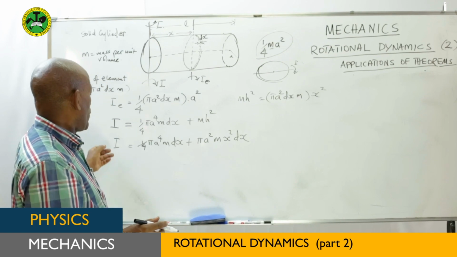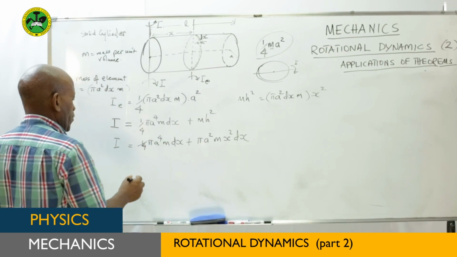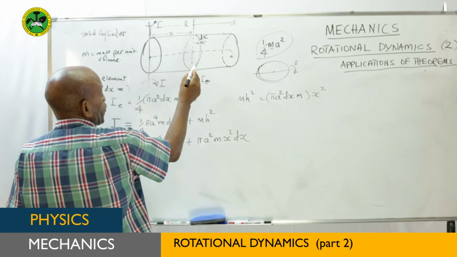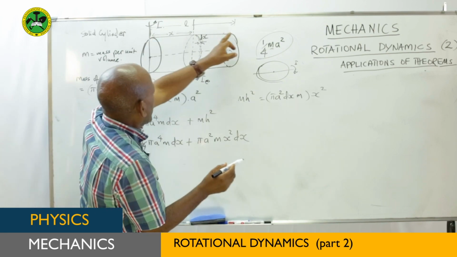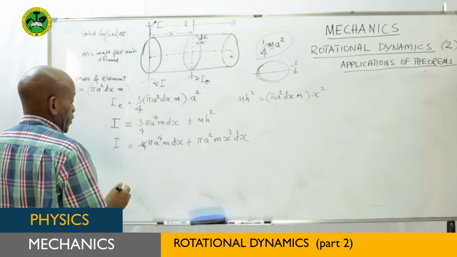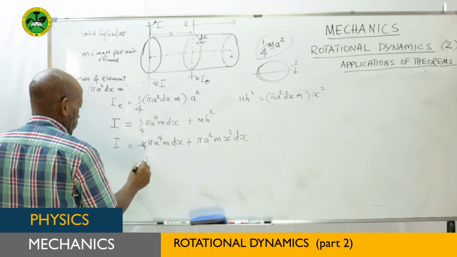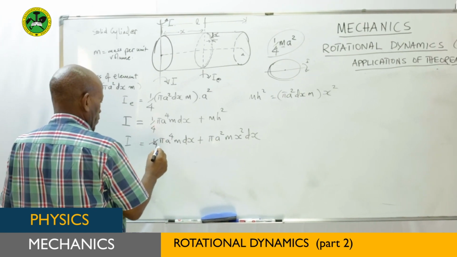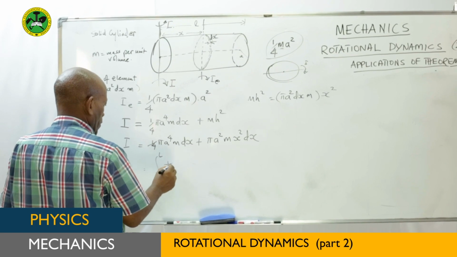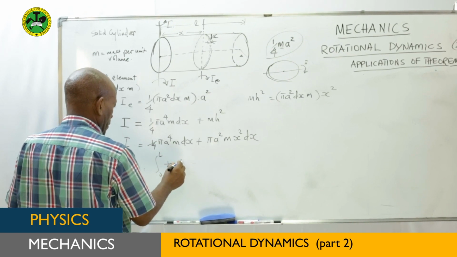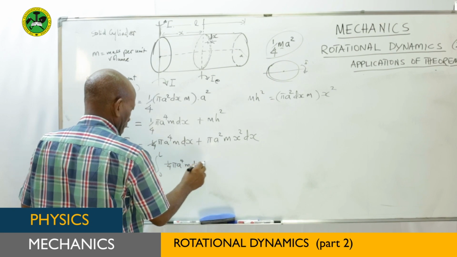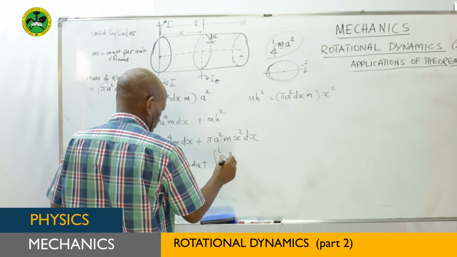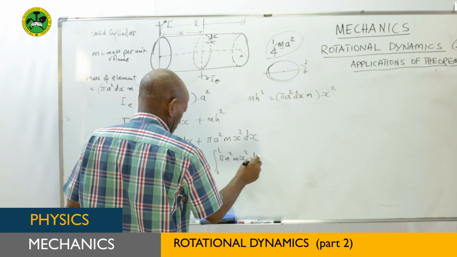Okay, now, having obtained the moment of inertia I, we can do some integration to obtain the moment of inertia of all elements from 0 to L, L being the total length of our solid cylinder. So we need to integrate from 0 to L this expression, 1 over 4 pi a power 4 m dx, and also integrate from 0 to L that much, which is pi a squared m x squared dx.